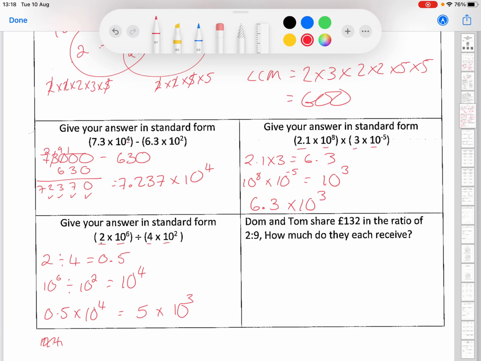Next one, we've got Dom and Tom. Share £132 in the ratio of 2 to 9. How much do they each receive? So 2 parts and 9 parts. They're sharing 11 parts. So £132 in those 11 parts. That means 1 part is £12.